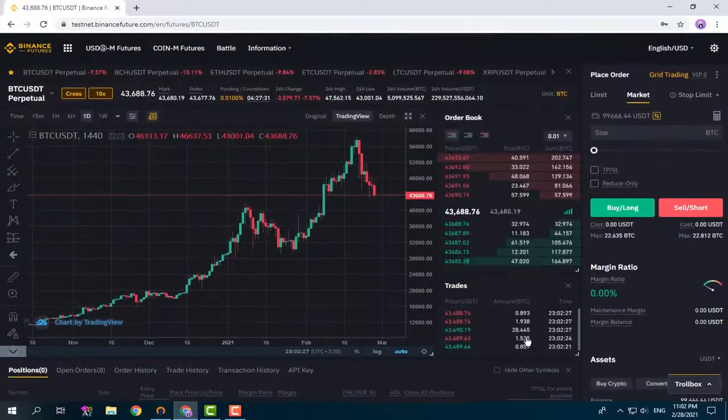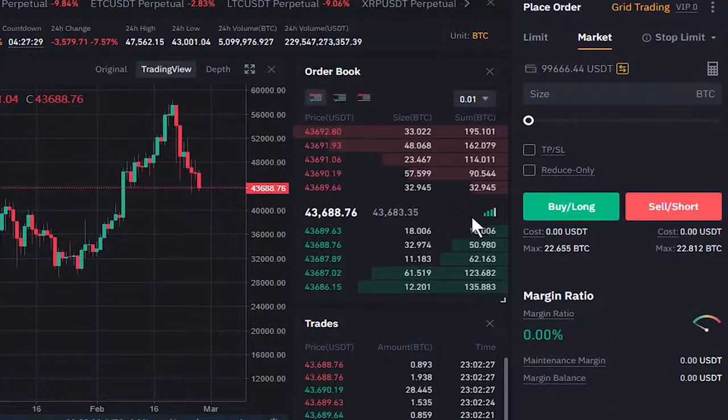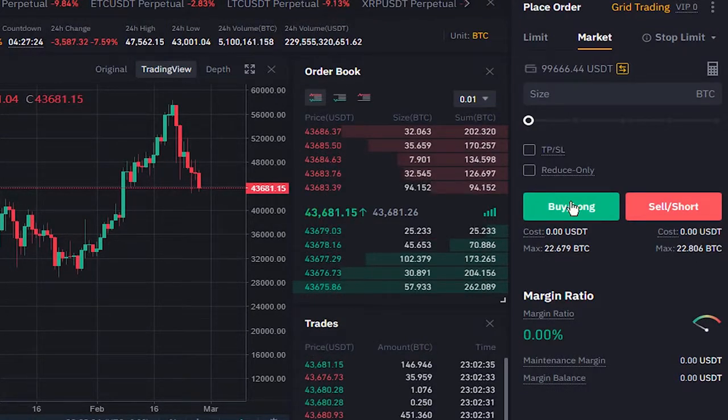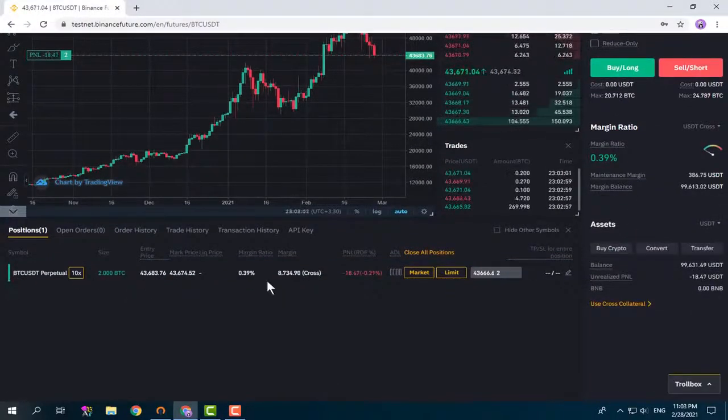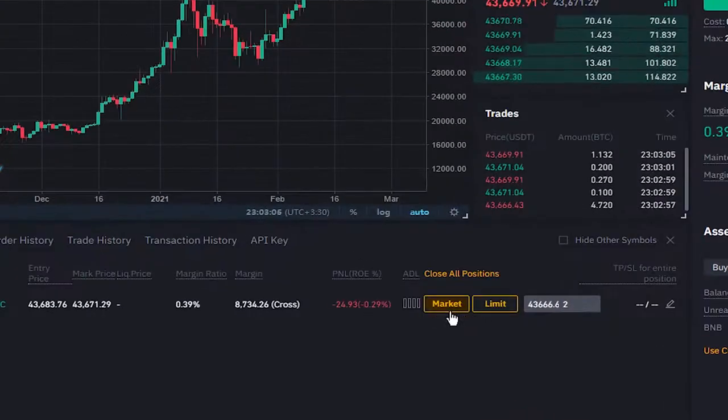Let's enter another position, for example a long position, and see what other ways we have to close it. This time we buy 2 Bitcoins, clicking on buy long, and here it is. The other ways to close this position are using these 2 buttons here, market and limit. By clicking on limit, you can place a limit order to close this position, which I will explain after teaching you how to place a limit order.